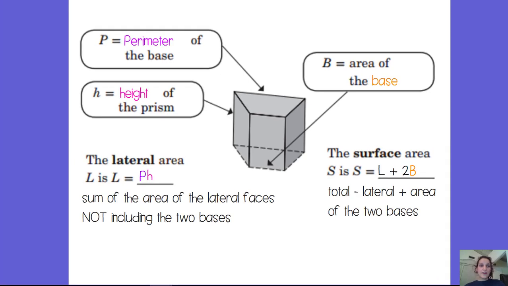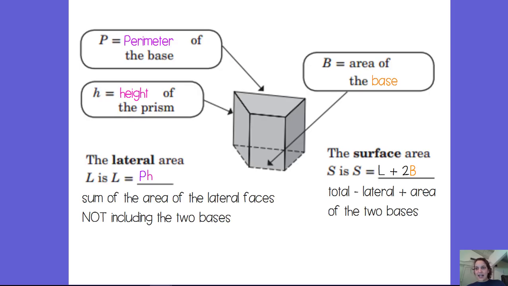So there are some really important elements to calculating the surface area of a prism. The first is this capital P, which stands for the perimeter of the base. If you were to add up the lengths of all of the sides of the base, that's what the P stands for, the perimeter of the base.